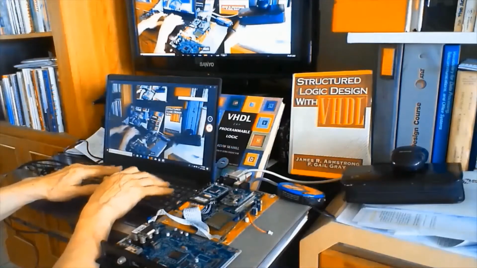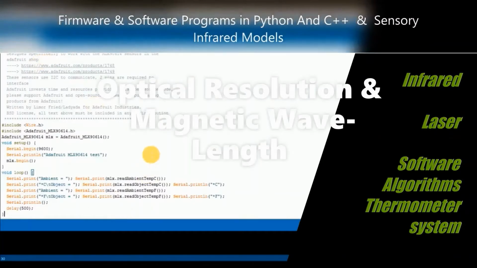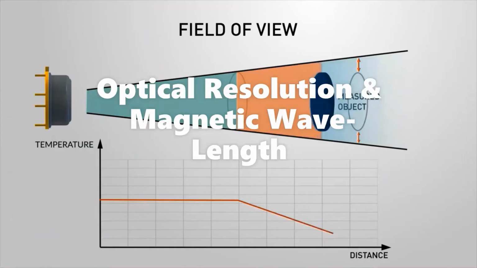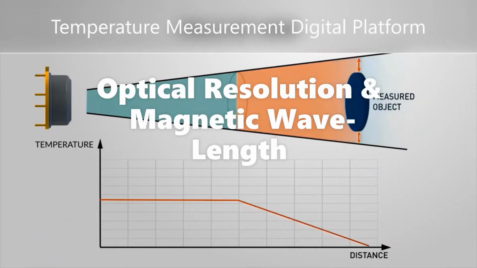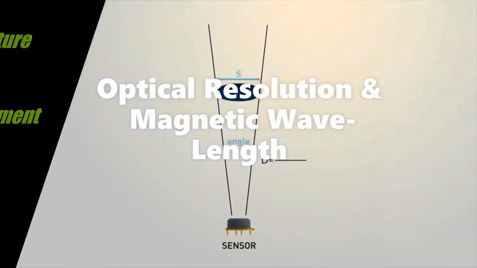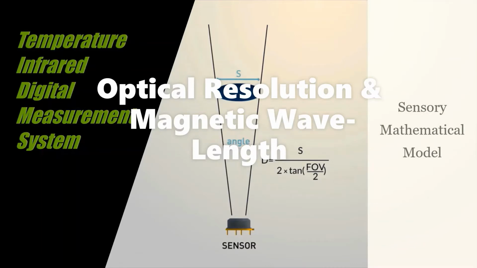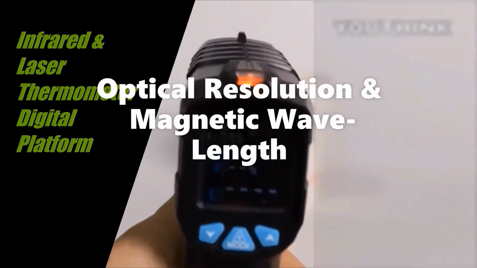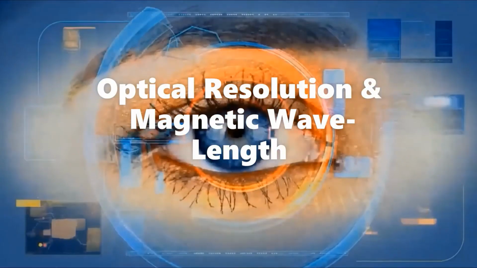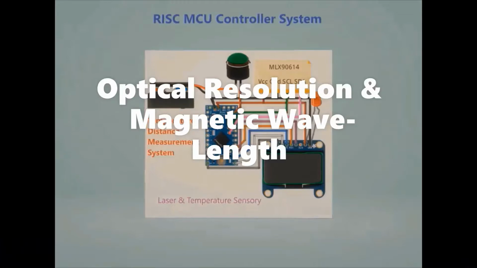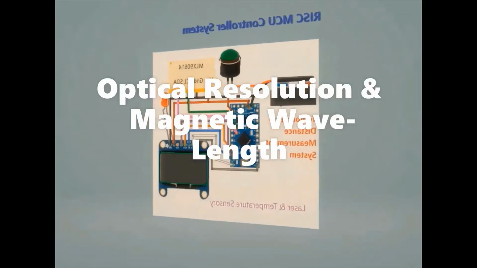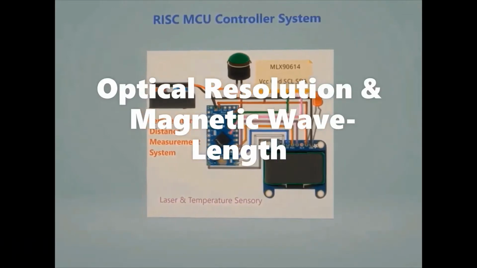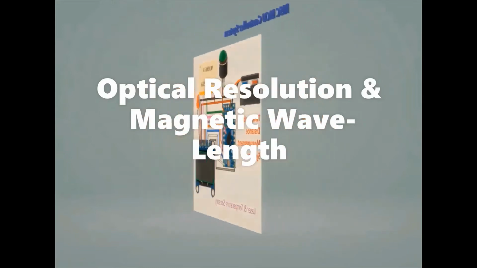The optical system of the infrared thermometer collects energy from a circular measurement spot and focuses on the detector. The optical resolution is defined as the ratio of the distance from the infrared thermometer system to the object to the size of the measured spot. The larger the ratio, the better the resolution of the infrared thermometer and the smaller the spot size to be measured.